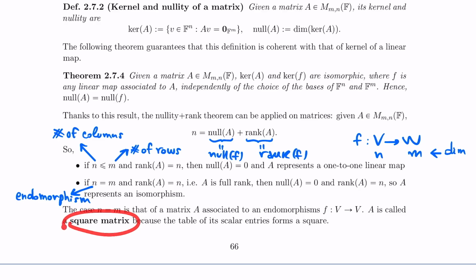As I wrote here, in the case of a matrix with the same number of rows and columns, we say that the matrix is square because the table of its scalar entries has the shape of a square. In the next page, we are going to examine an example to better understand these results.